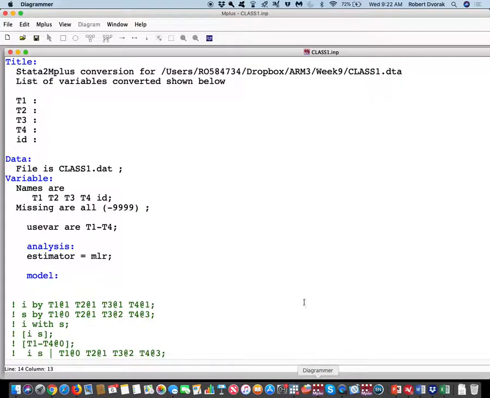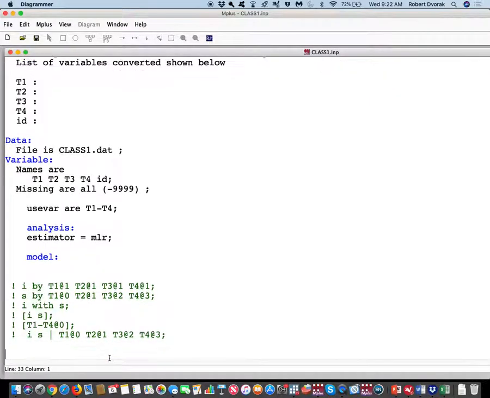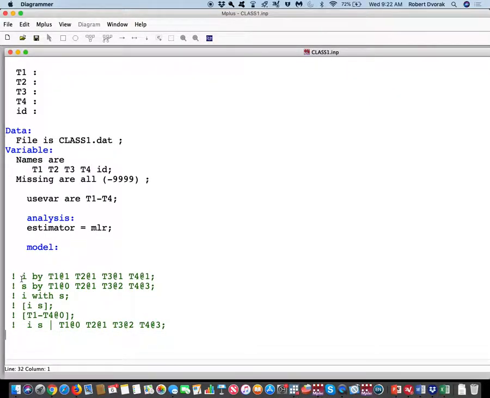So let's have a look at this. Let's flip back over to Mplus. I have a couple of different equations in mind, and I'm not sure what I gave you guys. Does yours look like I by blah blah blah, S by blah blah blah, I with S? Or does yours look like this, IS, T1, blah blah blah? Or does it have none of those? The two first lines in the model? The two first lines? Okay, perfect.